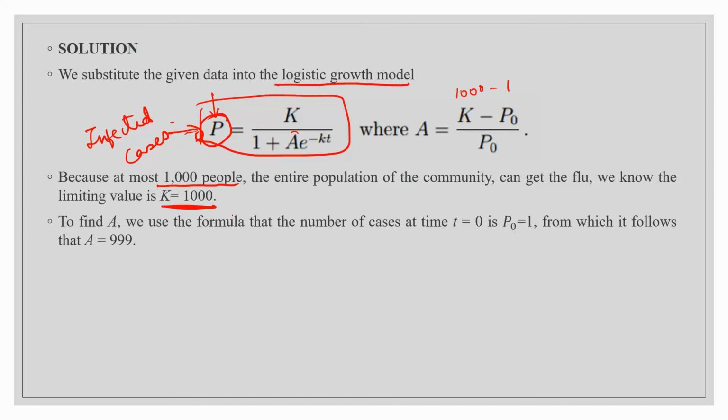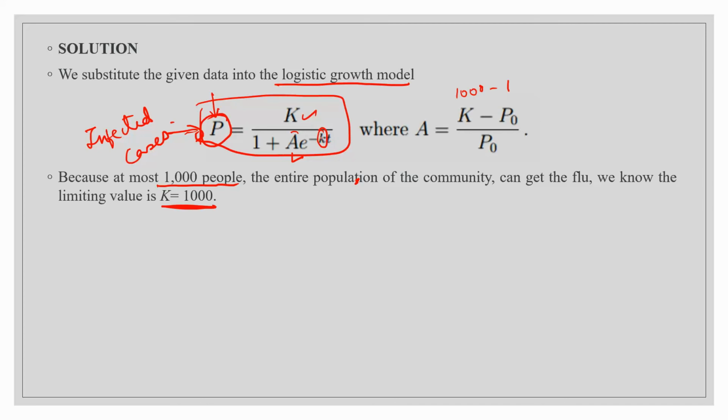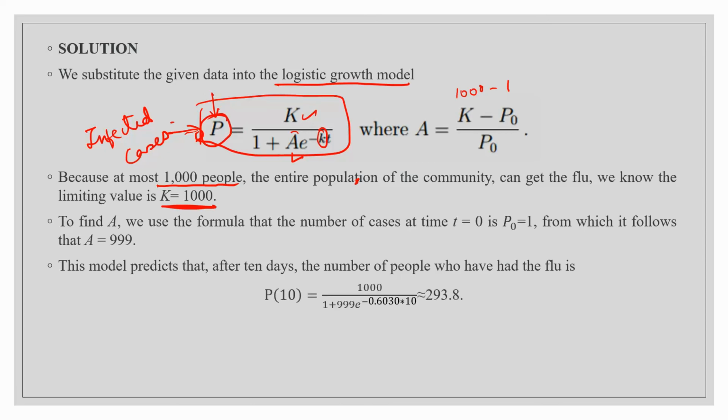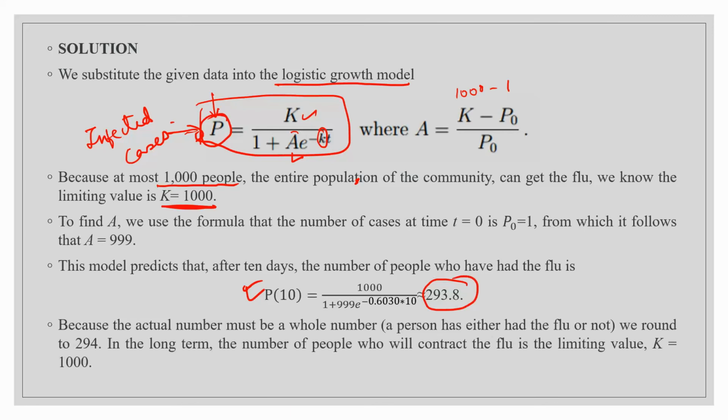And so here K is 1000, A comes out to be 99, and this small k, which is given in the question, is around 0.6030. So putting all the values in this formula, we get this much infection: 293.8, and you can round it off and say that 294 people will be infected after 10 days.